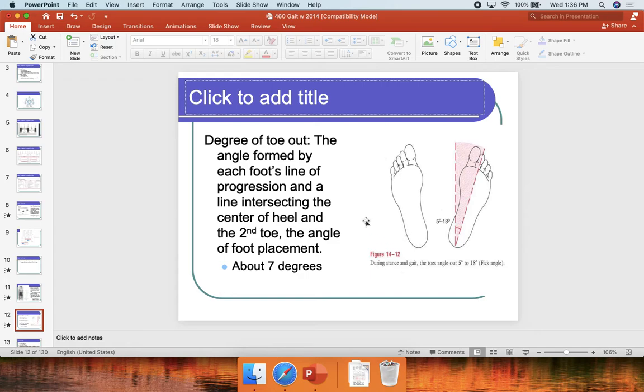One more definition to know. This is the degree of toe out. So during an average walking, we generally have some amount of feet angle, is maybe the word I'm looking for. There's a wide variance here of 5 to 18 degrees, but the average is about 7. But anywhere between 5 and 18 is considered normal. I'm sure as you guys have walked around campus or wherever you may walk, you've noticed that there's a wide degree of variability in this toe out.